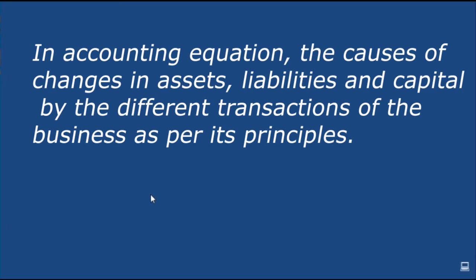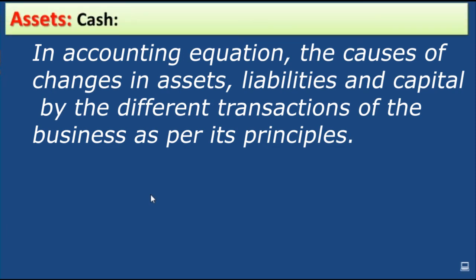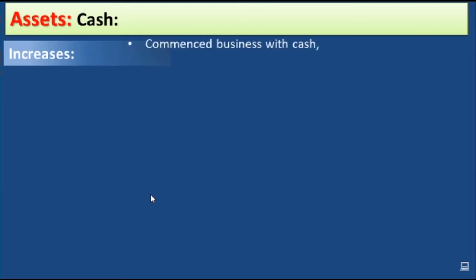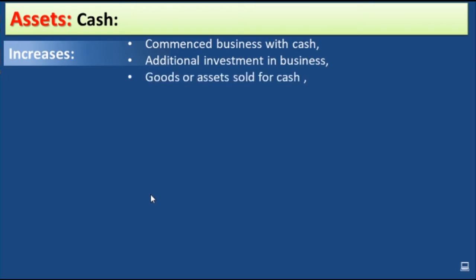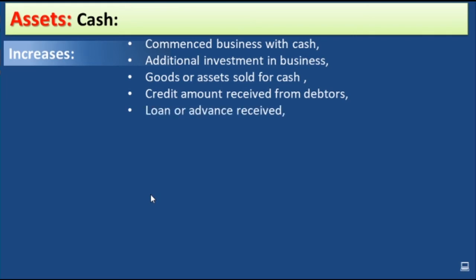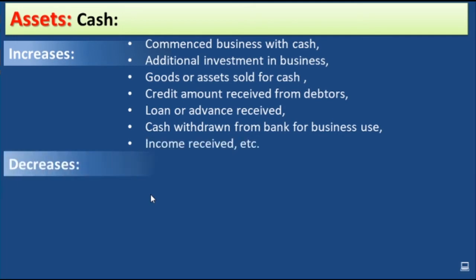The accounting equation. The causes of change in the assets, liabilities and capital by the different transactions of the business, as per its principle, are as follows. The cash increases when the business is commenced with cash, additional amount invested in the business, goods or assets sold for cash, credit amount received from the debtors, loan or advance received, cash withdrawn from the bank for business use, income received, etc. It decreases when cash is drawn for personal use.